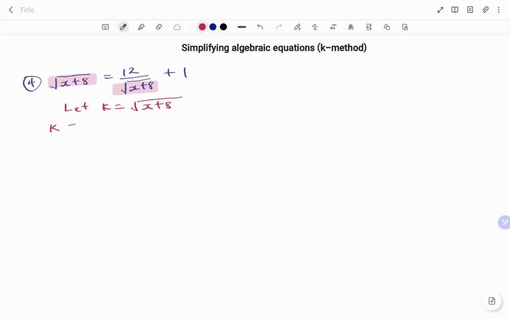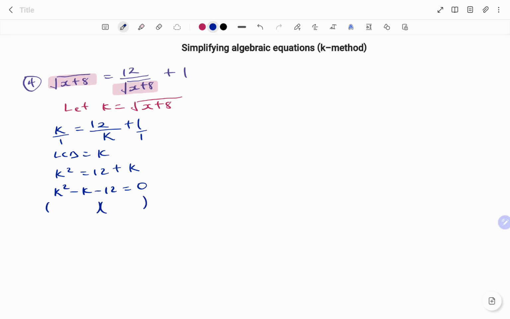So now I have k equals 12 over k plus 1. My LCD is k because this is over 1, this is over 1. So I'm going to multiply each term by k. I have k squared equals 12 plus k. If I move all the terms to one side to make it a quadratic equation, I'm going to have k squared minus k minus 12 equals 0.